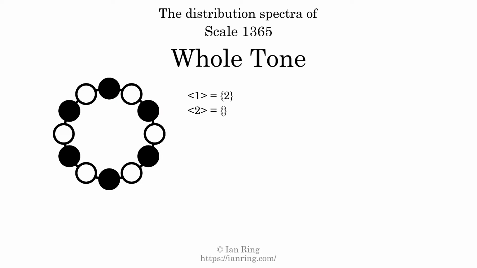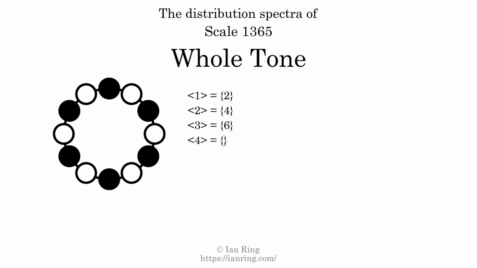The generic interval of 2 scale steps has just one specific interval size, 4 semitones. The spectrum width of this generic interval is 0. The generic interval of 3 scale steps has just one specific interval size, 6 semitones. The spectrum width of this generic interval is 0.